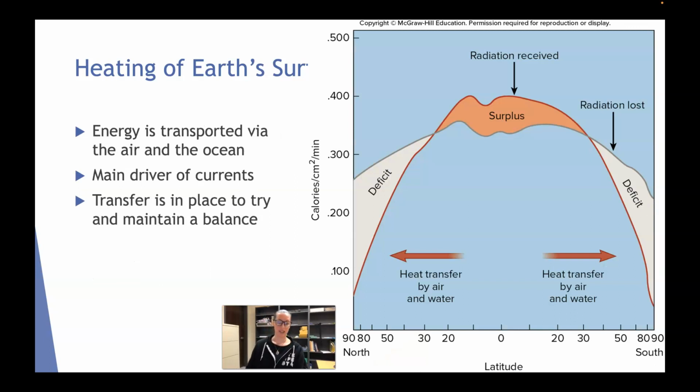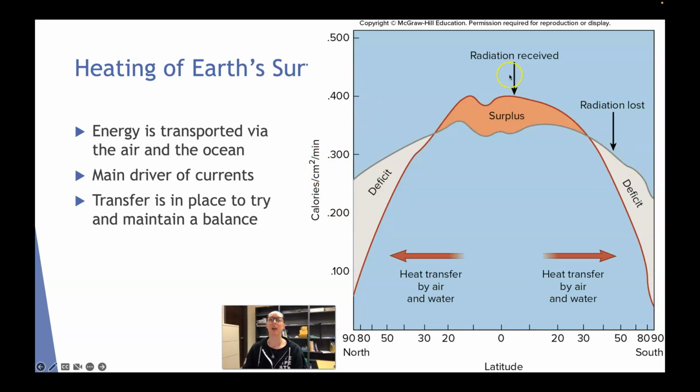And we can see that in this image here as well. So the x-axis here is latitude with the North Pole on the left and the South Pole on the right, and the equator in the middle. And the y-axis here is calories per centimeters cubed per minute. So just a way that you can think about that is energy.